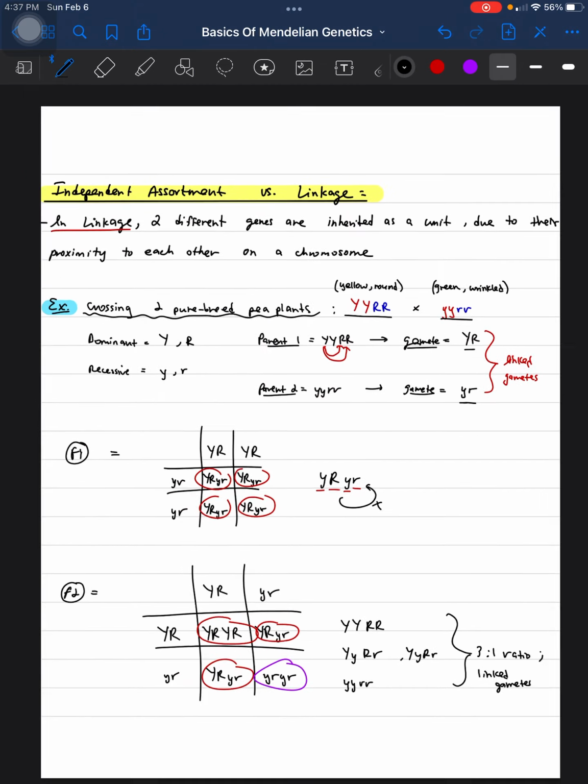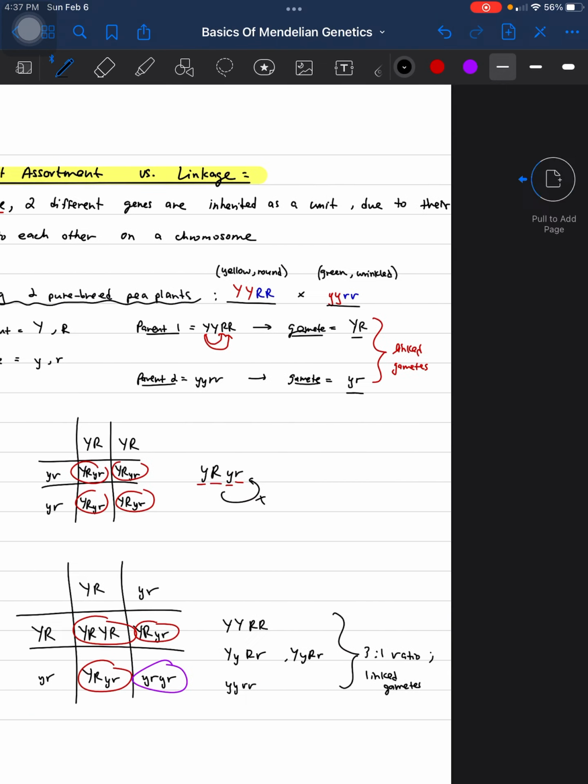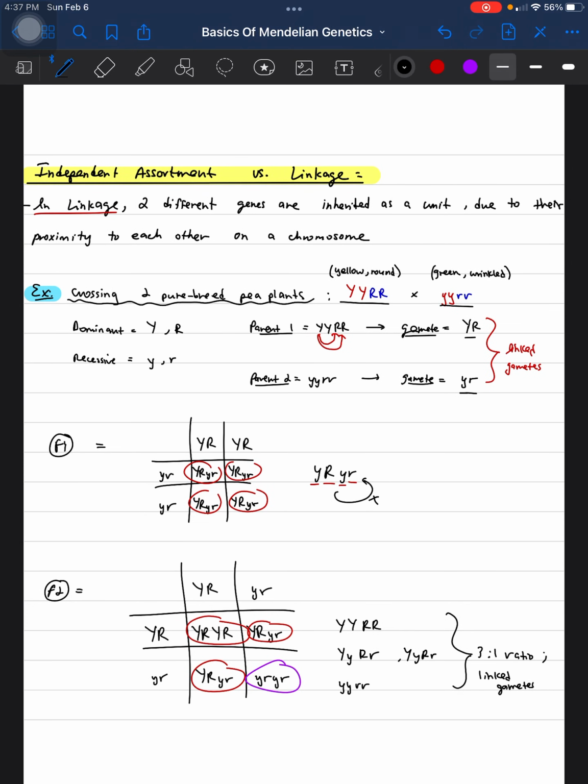So moving on. So this is really it for the basics of Mendelian genetics. I'm gonna be posting more videos as well, going over some more advanced topics and actual problems in Mendelian genetics. But for now, this is basically the basics.